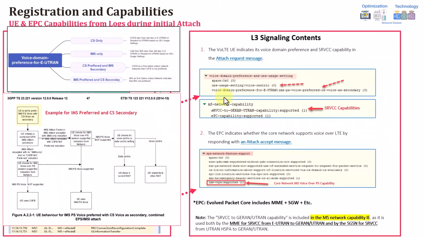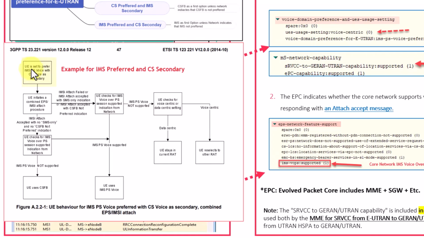So how this works is that we have two pieces of information: the UE voice centric setting, and the second one, the voice domain preference. I just quoted one example from the 3GPP. As you can see here, the user initially sets his preferences as IMS PS voice with CS voice as secondary. So the IMS is preferred and CS is secondary. So what will the network do? Initially, the user will be sending this message.